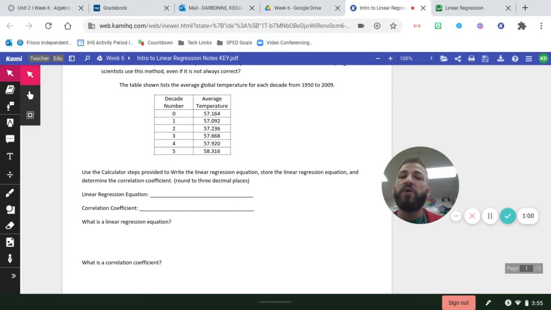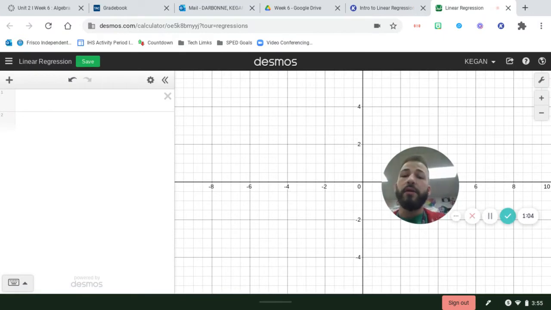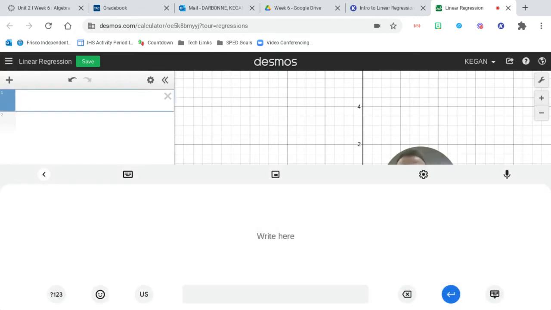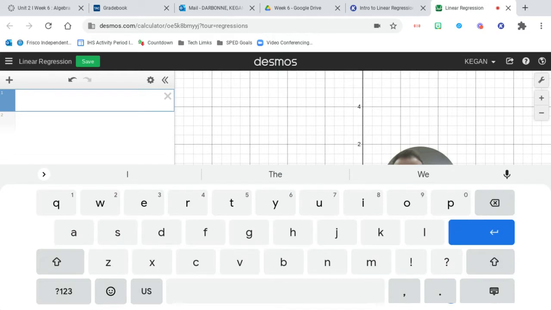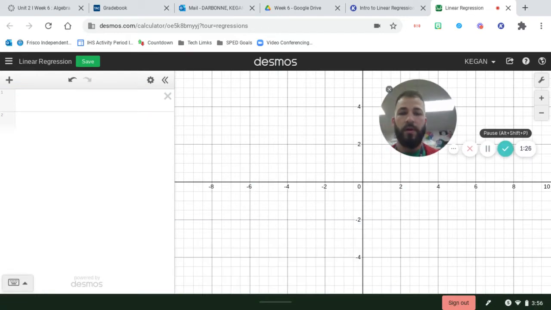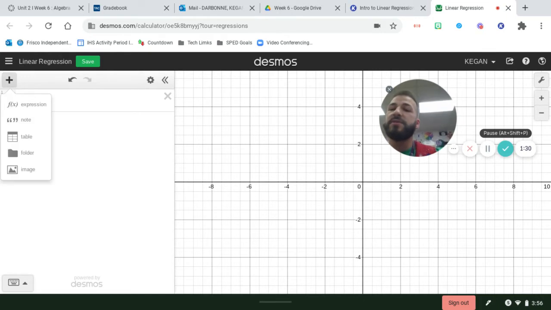So what I want you to do, if you don't already have it open, is go ahead and open your Desmos calculator. You can just go to desmos.com/calculator. In here, I'm going to show you how to do this linear regression. To do linear regression, the first thing we want to do is add a table. So I'm going to hit the plus sign over on the left.